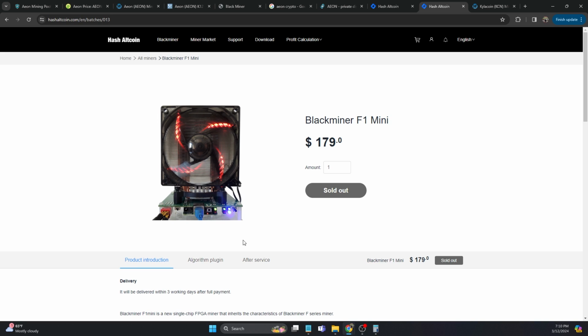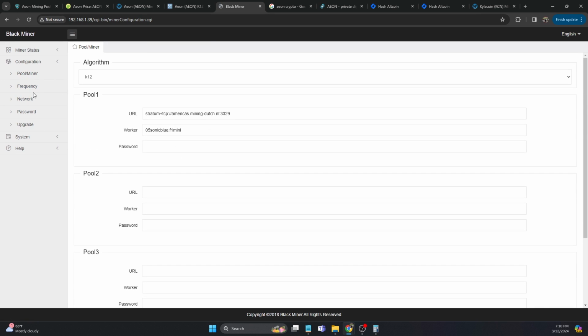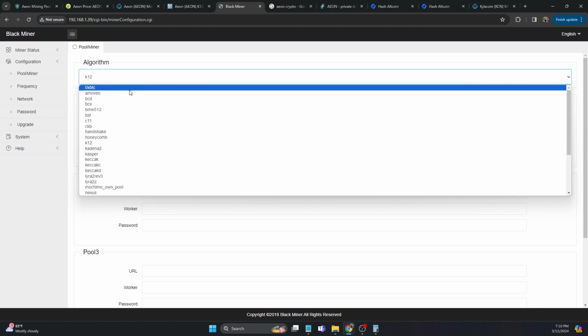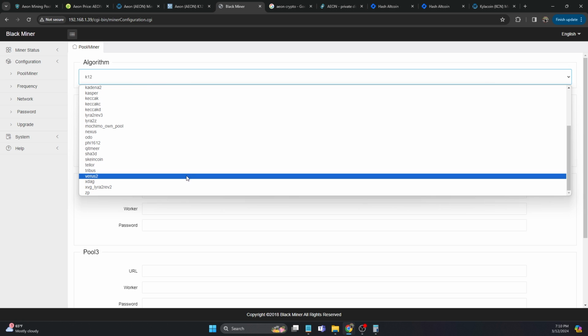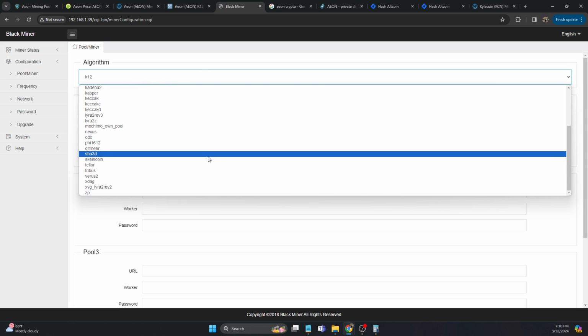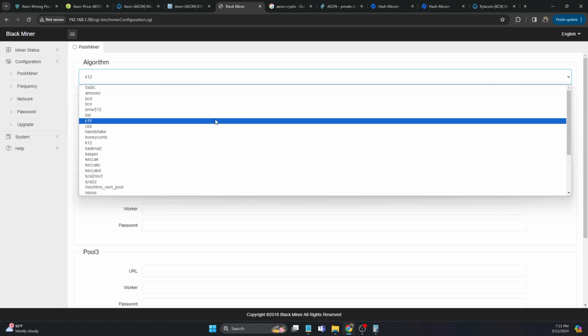Supports tons of algorithms. In fact, if I hop on over to the FPGA, this is the dashboard for it. You can see these are all of the algorithms that it supports, which is quite an extensive list. And that's because it's an older FPGA, and they were really good about pushing out algos.